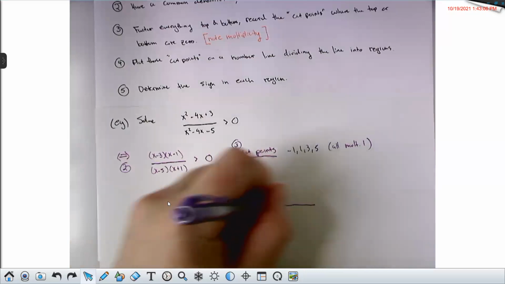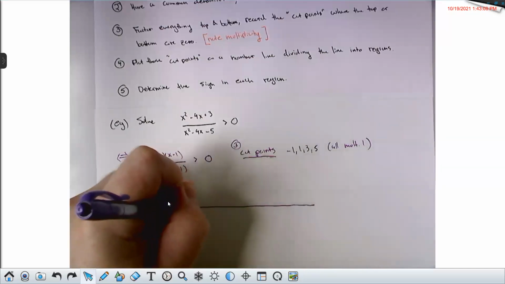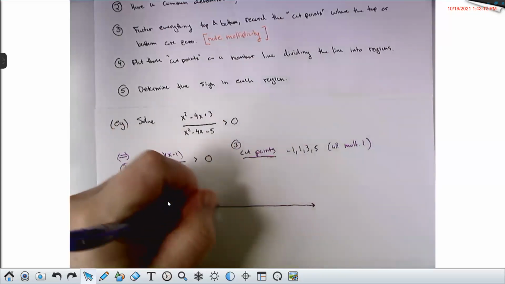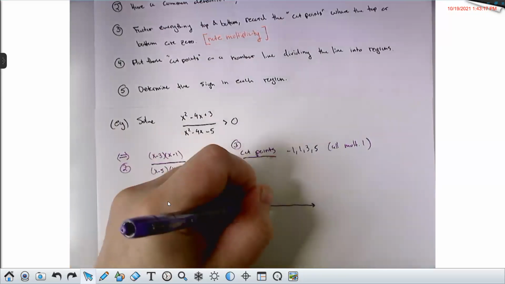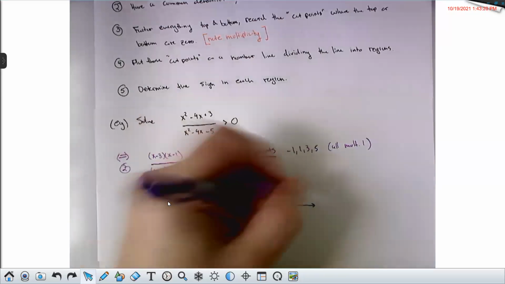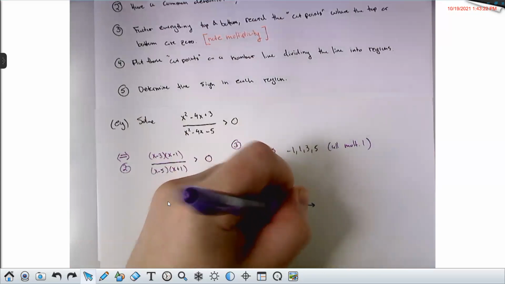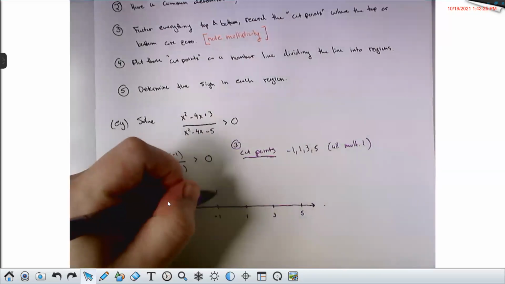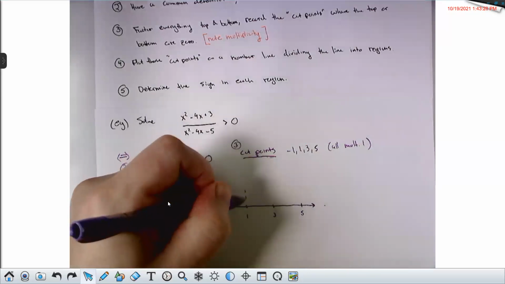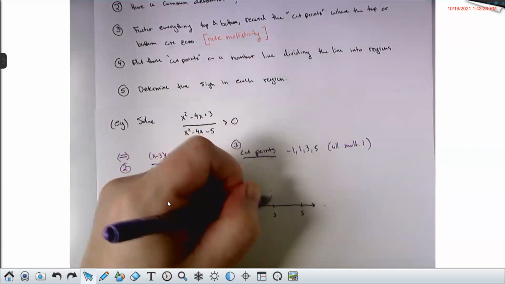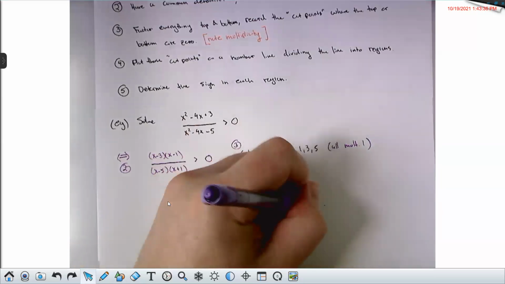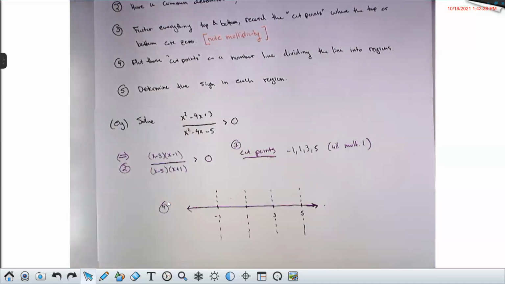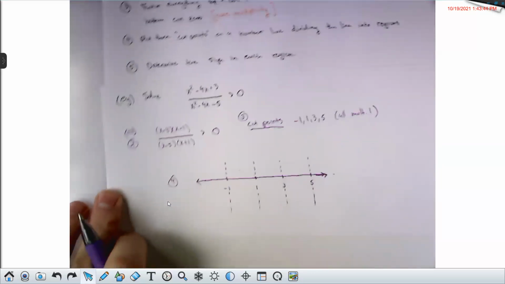So now I'm going to take those and plot them on a number line. -1, +1, +3, +5. This chops my number line up into some regions. Here I have 1, 2, 3, 4, 5 regions. And I need to determine the sign in each region. Now, this is the tricky part.